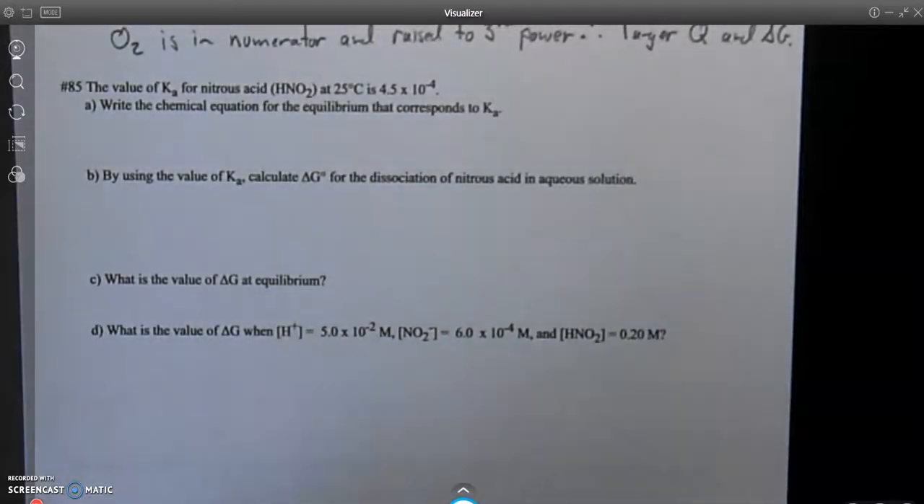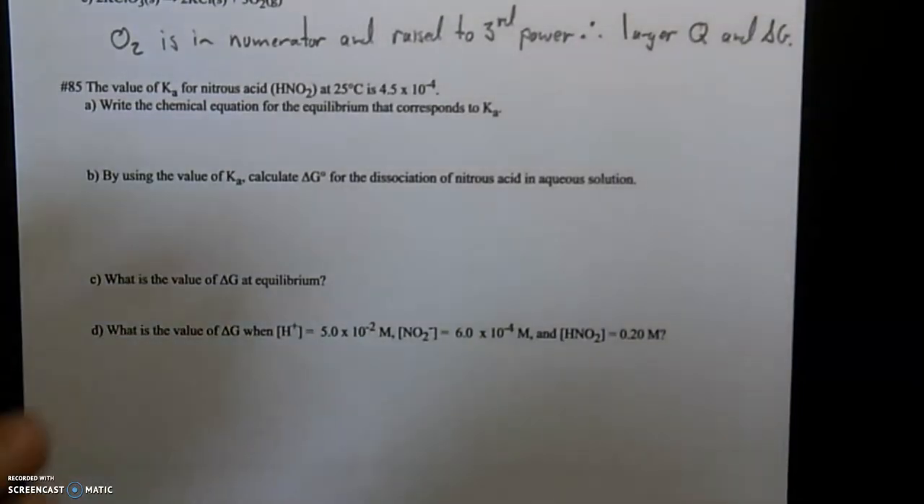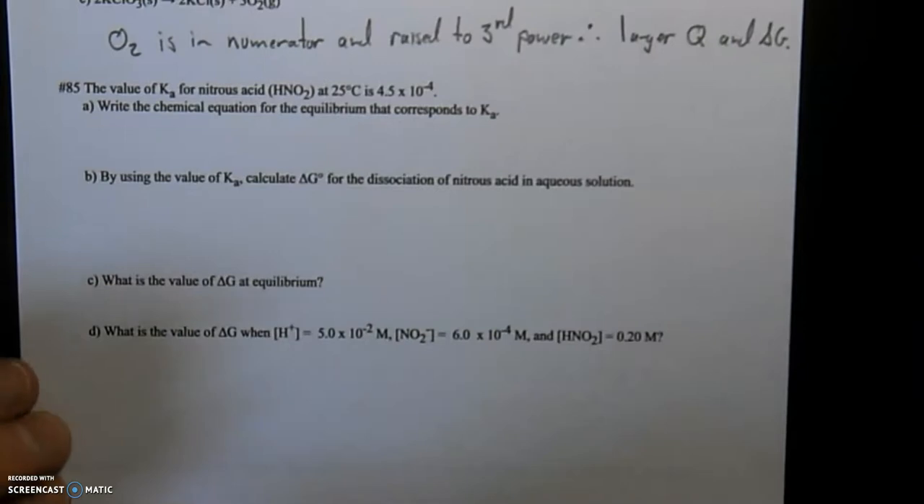All right, here is our last lecture for chapter 19. We are on number 85. Looking at this one, starting it off, in case you missed it, it's sort of back to equilibrium. The value of Ka for nitrous acid is given. So we have a K value. Write the equilibrium expression for Ka.